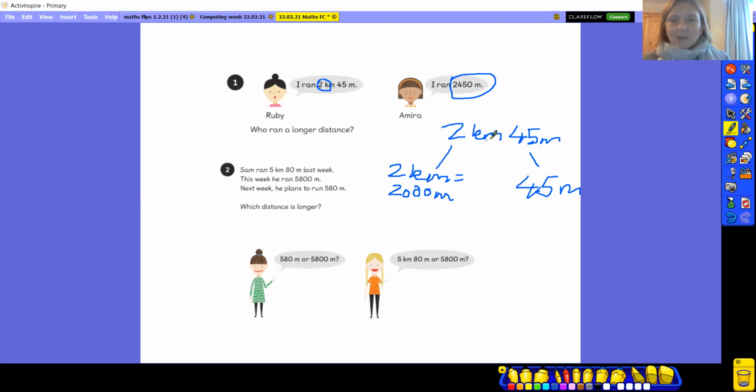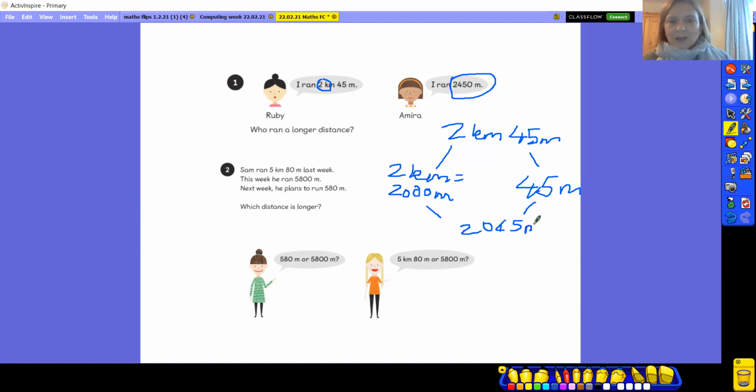So 2 kilometers and 45 meters is the same as 2,000 meters and 45 meters. Let's put those back together again. I have got 45. That's 5 ones, 4 tens. Have I got any hundreds there? No, 0 hundreds.